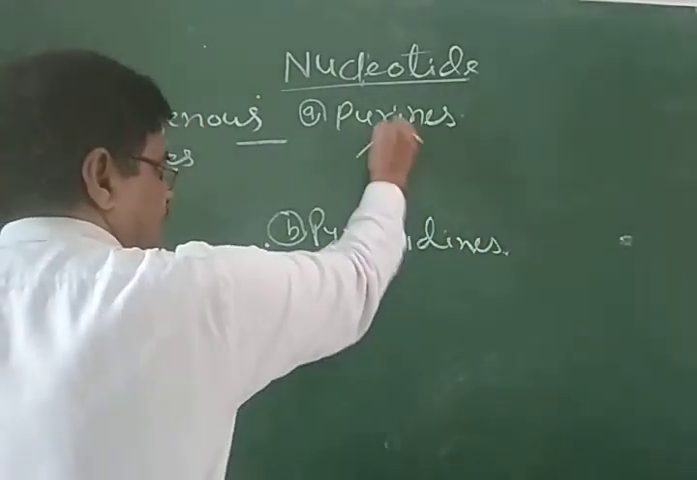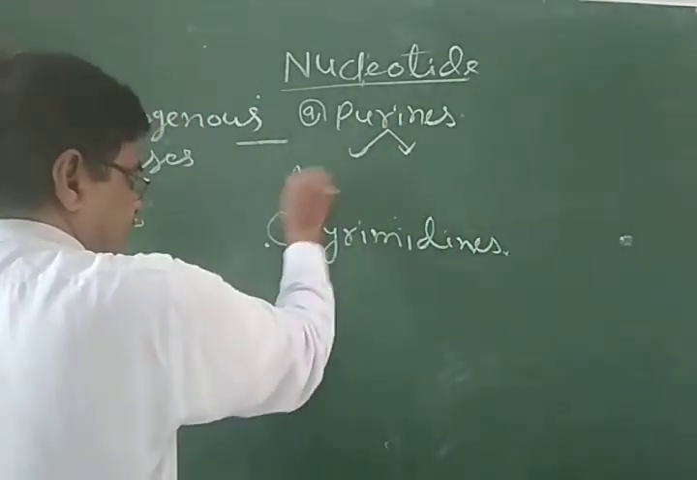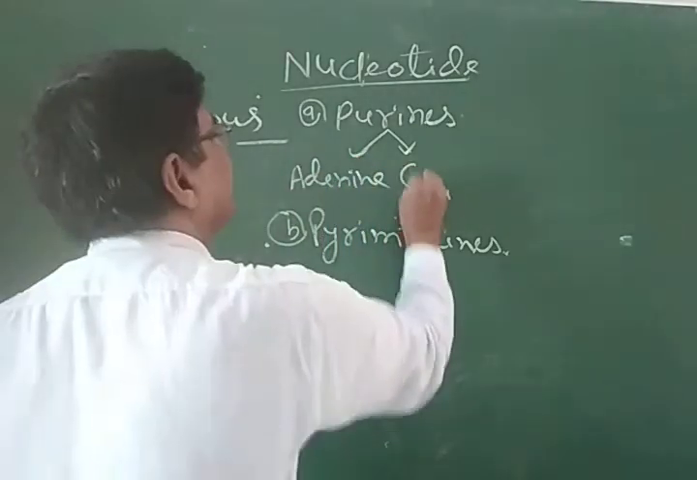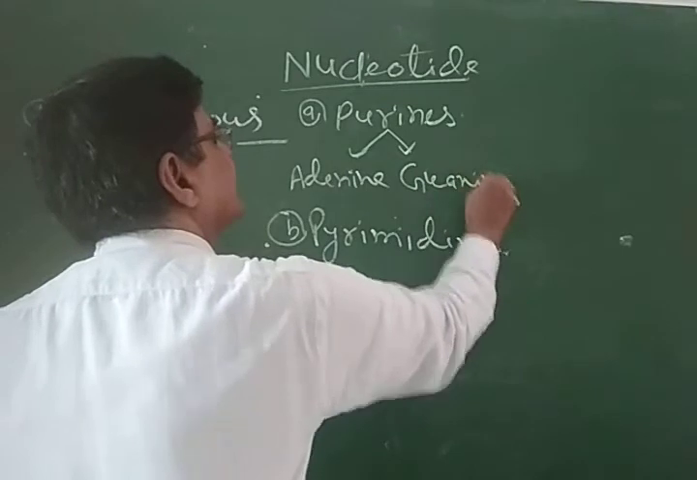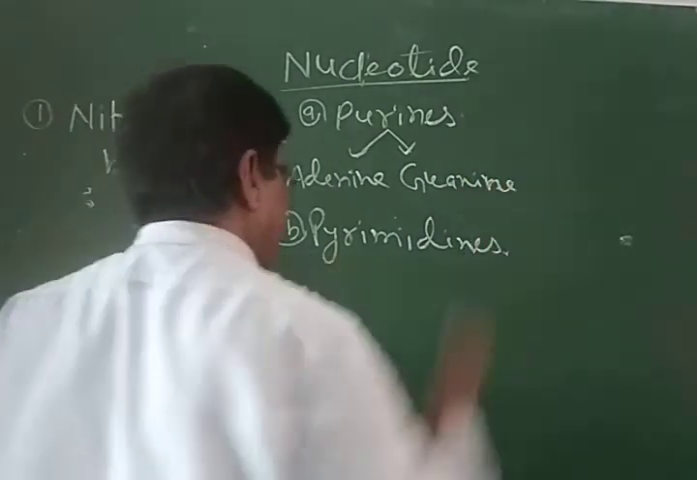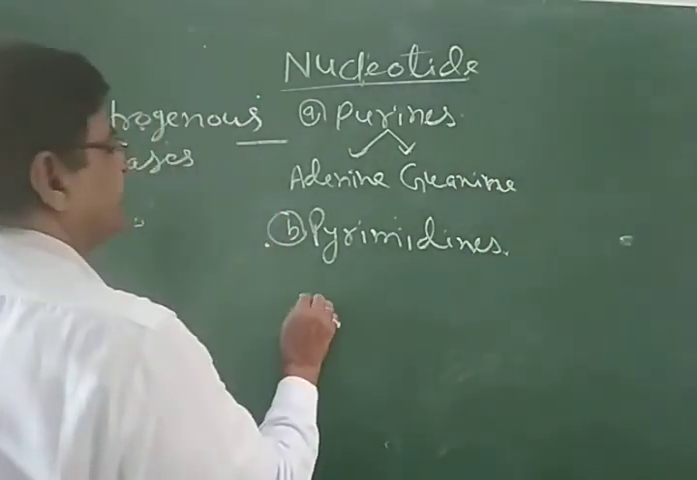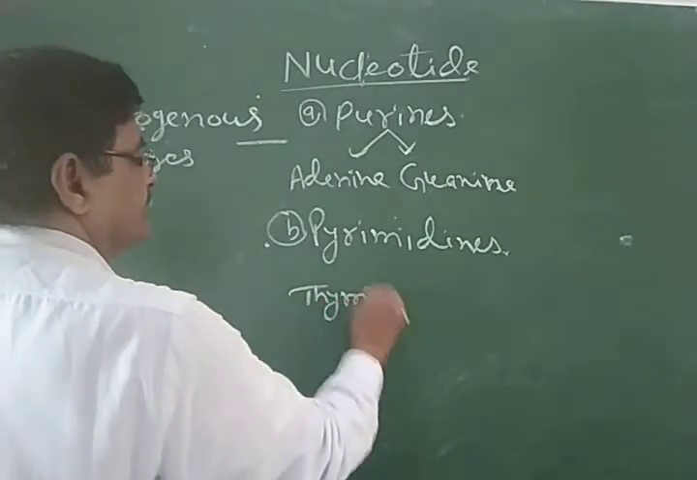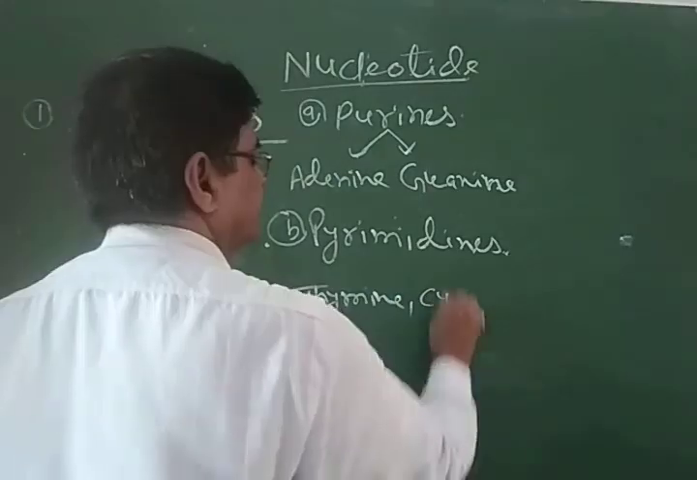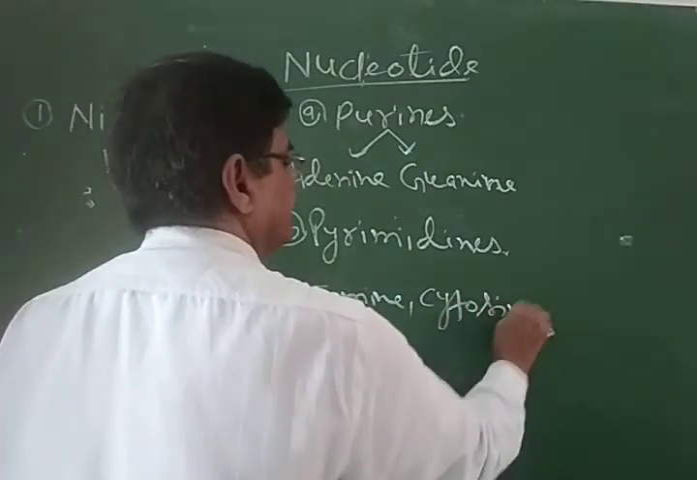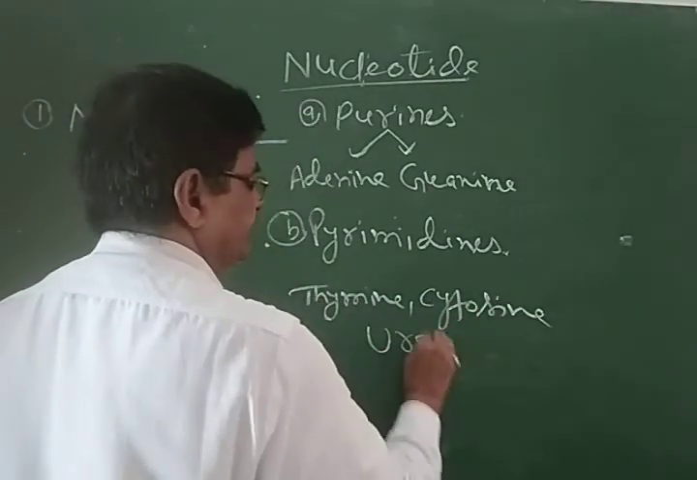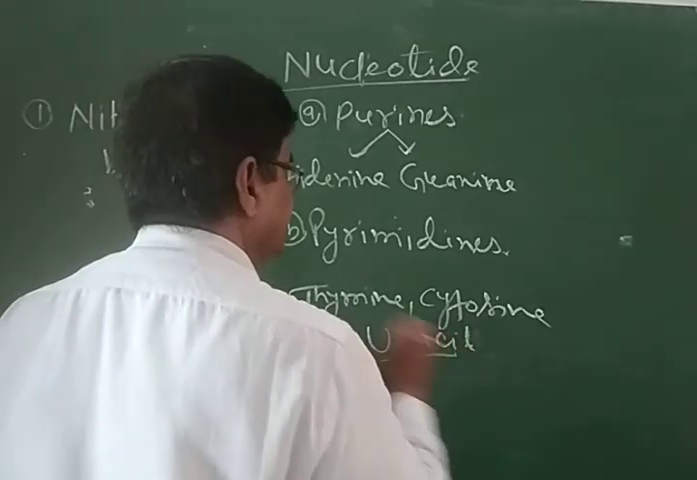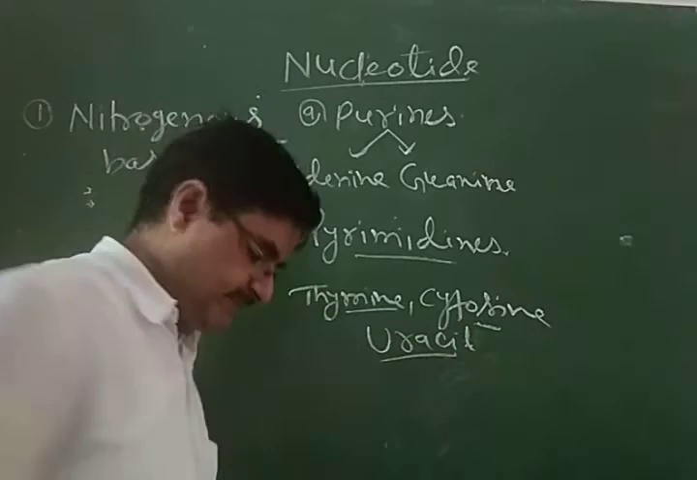Purines are again two types, that is the adenine and guanine. Pyrimidines are three types, that is the thymine, cytosine and uracil. So these are the pyrimidine bases.